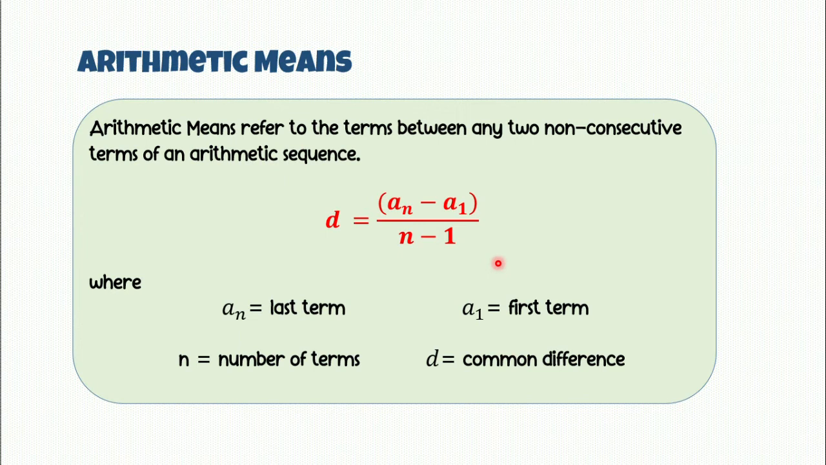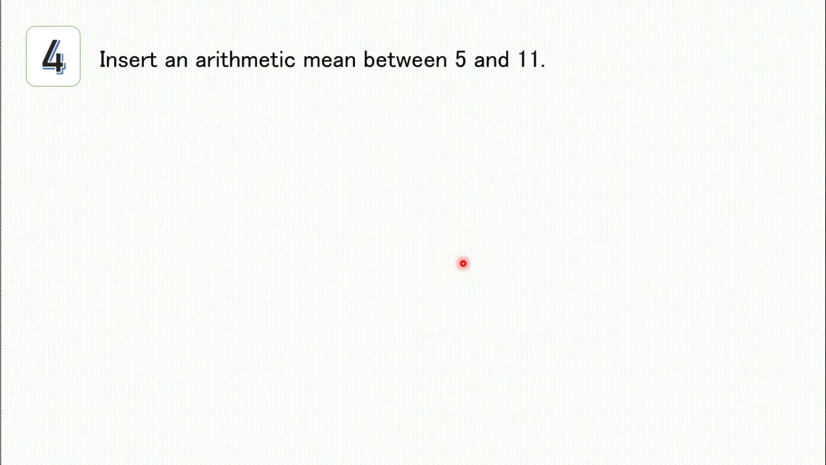So let's have an example para we can elaborate this arithmetic means. So example number 4. Insert an arithmetic mean between 5 and 11. Ibig sabihin ay maglalagay tayo ng one term between 5 and 11. So how are we going to do that? There are numbers that is between 5 and 11. So what is the appropriate number na ilalagay natin between 5 and 11? So gagamit tayo ng arithmetic mean.